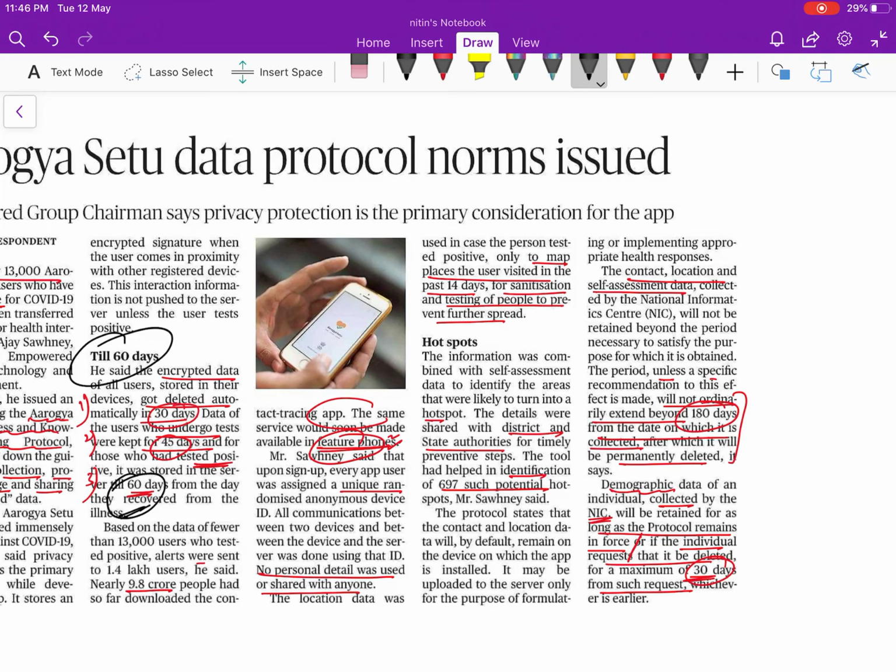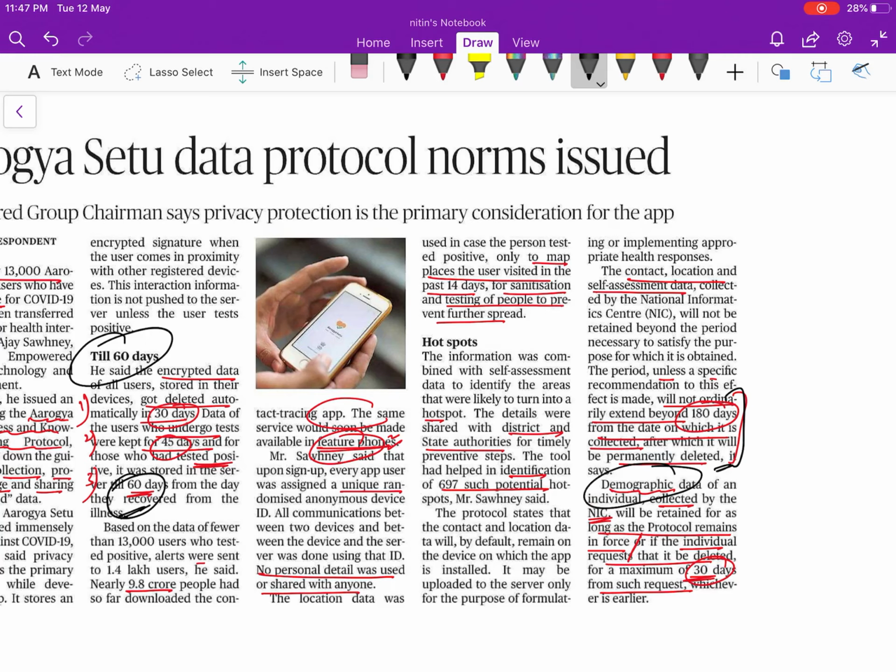Secondly, as the government is using this Arogya Setu app, basically deciding how the government response would be, the state response, the district administration response, in designating the hotspots, in having a more efficient response to counter the COVID situation. We can also see here the period, that is, unless a specific recommendation to this effect is made, it will not ordinarily extend beyond 180 days. So under no circumstances will it go beyond 180 days unless it is amended at a later point of time, and after that it will be permanently deleted.